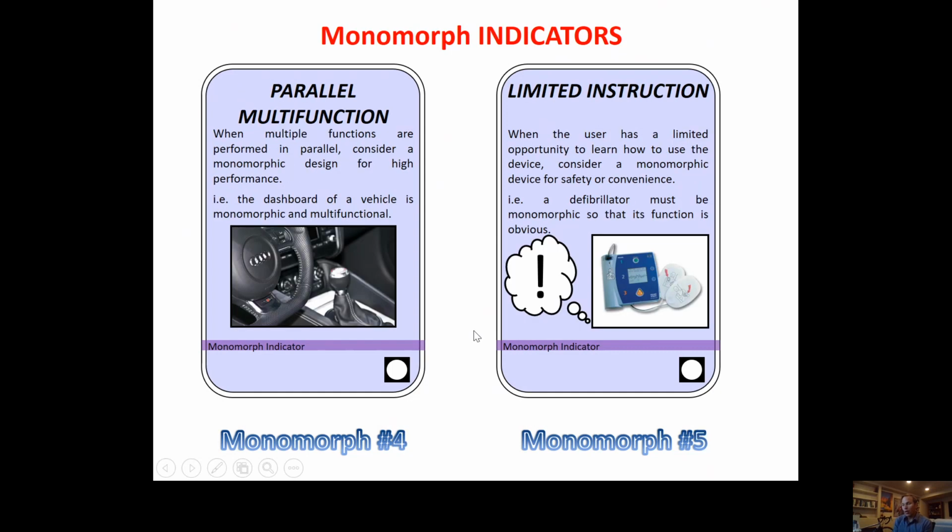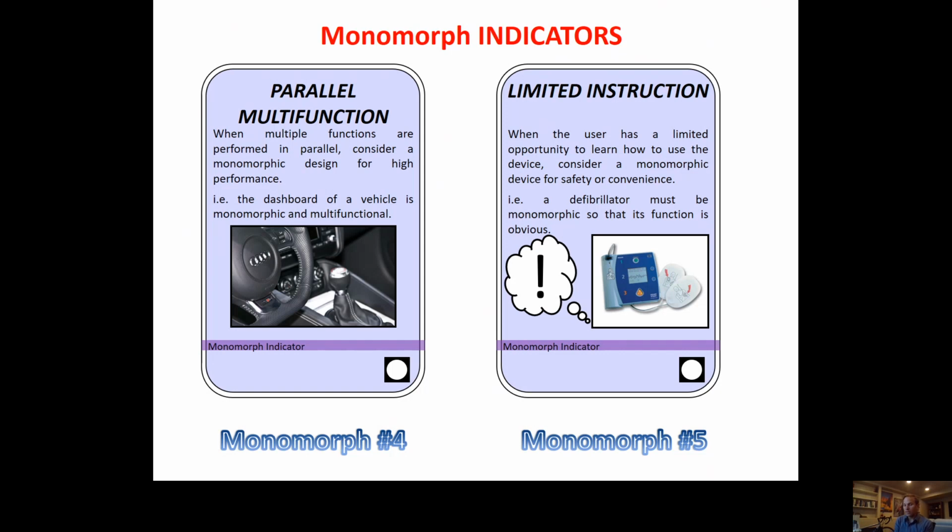Okay, when multiple functions need to happen in parallel, so parallel multifunction, you don't want to use a transformer. Imagine a multi-tool like a Leatherman: it's got the knife and the screwdriver and tweezers. If you need to use a knife and a screwdriver and tweezers all at the same time, you need separate devices to do that task. If you can use those items in series or in sequence, then a transformer is a good idea, and that will come up in a later slide.